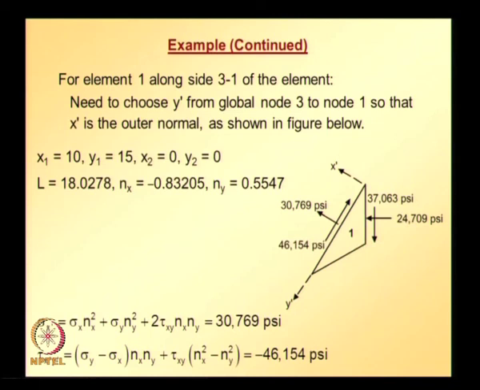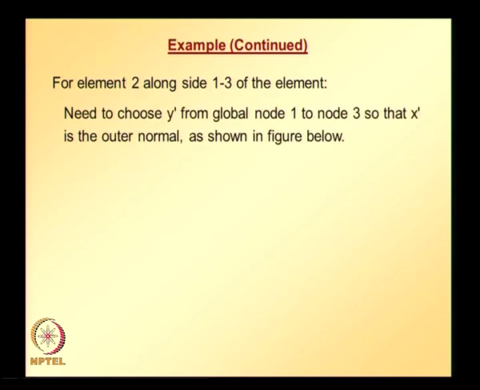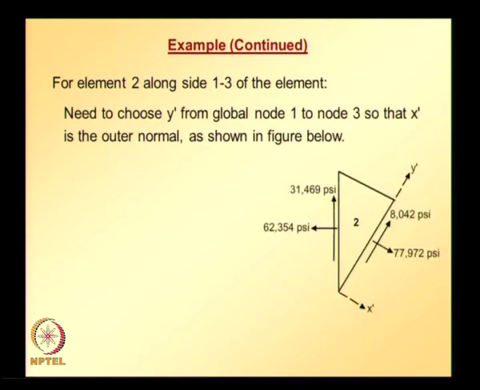So this is what I am emphasizing, that these values of sigma x prime, tau x prime y prime calculated from element 1 should match with element 2. Let us see whether they match or not. So for element 2, along side 1 3, let us define a coordinate system like this. Choose y prime from global node 1 to 3, and then x prime is automatically going to be outer normal as shown in figure.